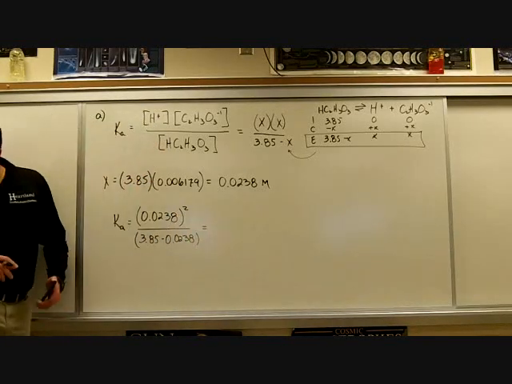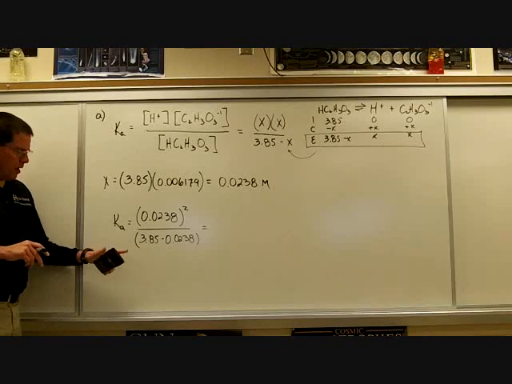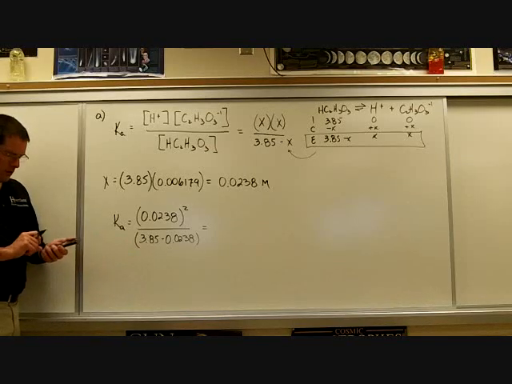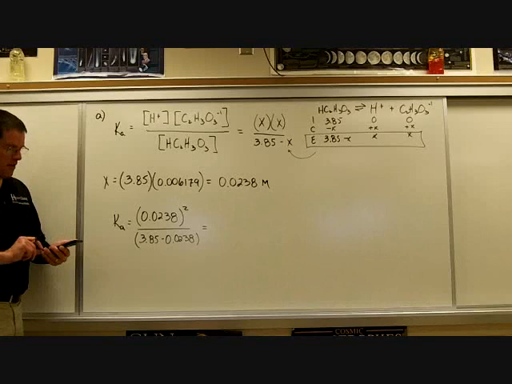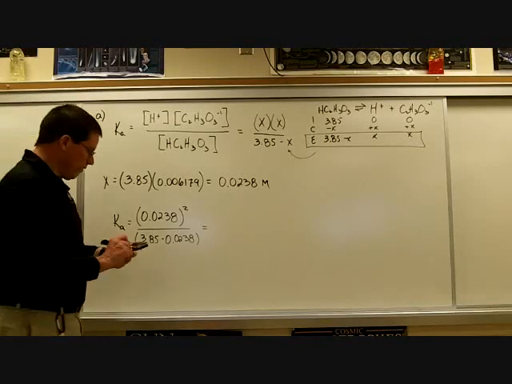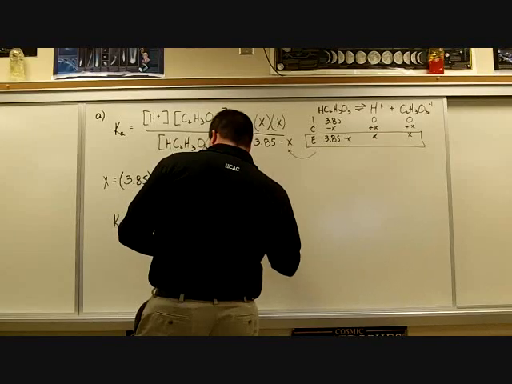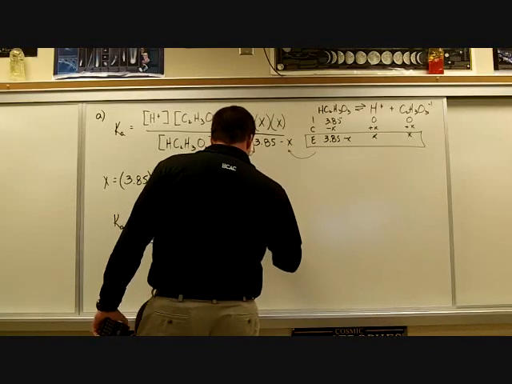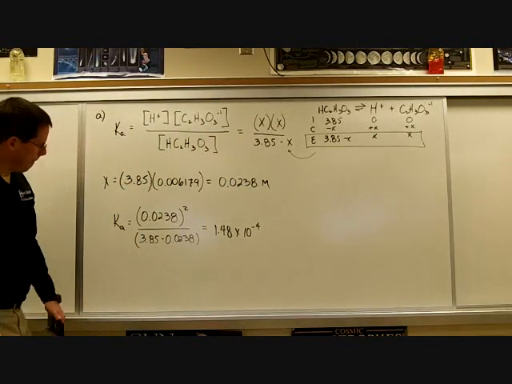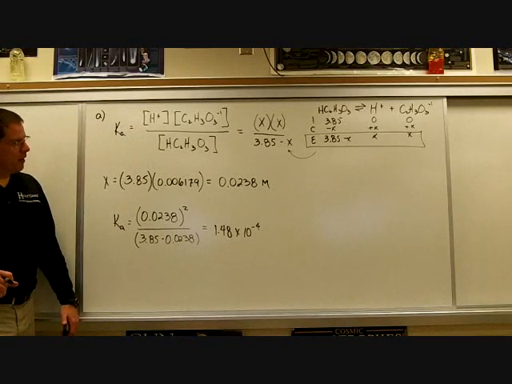And since we know what X is, we want to subtract it from that. 1.48, anybody get that? That sounds great. Times 10 to the negative 4. Okay. So there's your Ka.